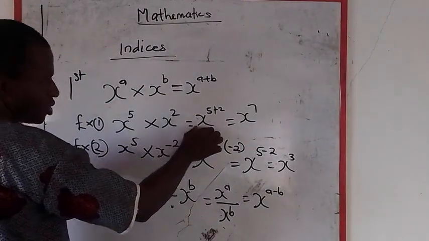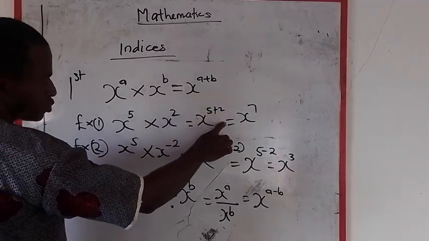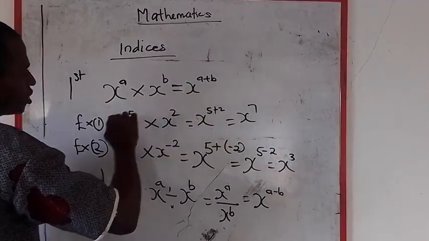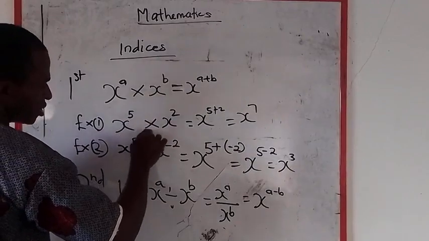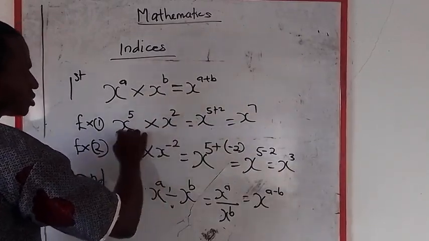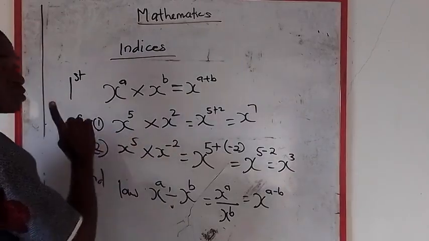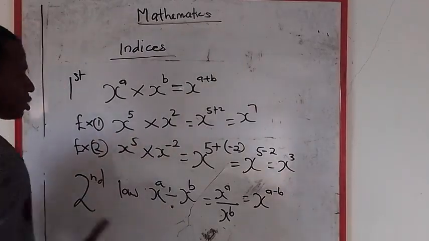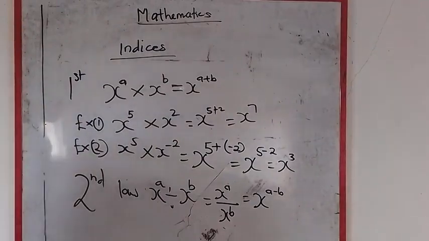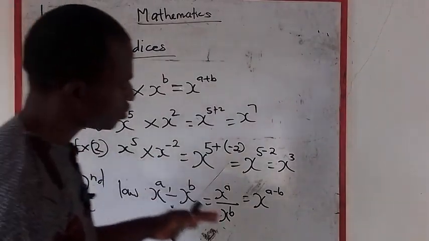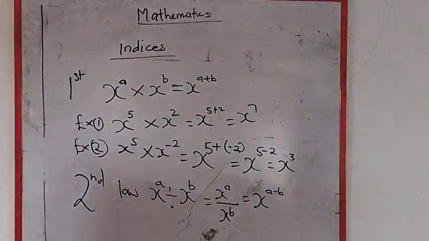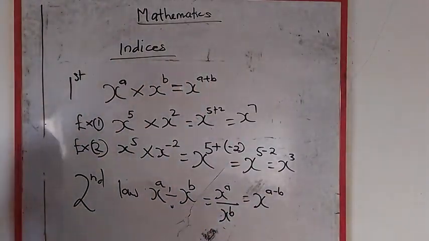What you are seeing here is x raised to power 5 plus 2. It also means x raised to power 5 times x raised to power 2. You must know that this one is equal to this. If you don't know it, you have problems with some calculations. What the law gives you can also be taken back to where you got it from. Let's solve some questions.